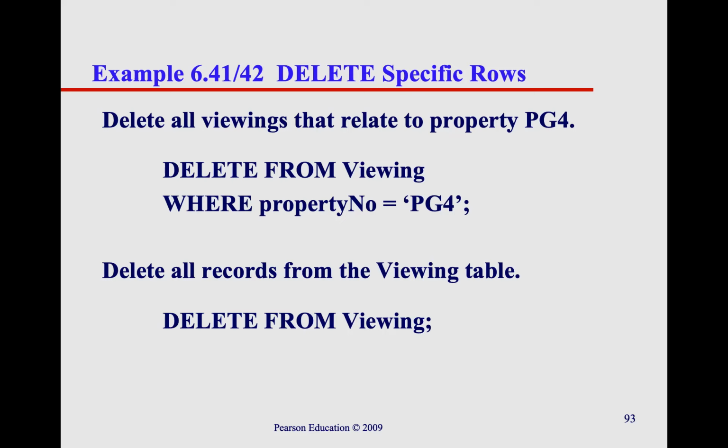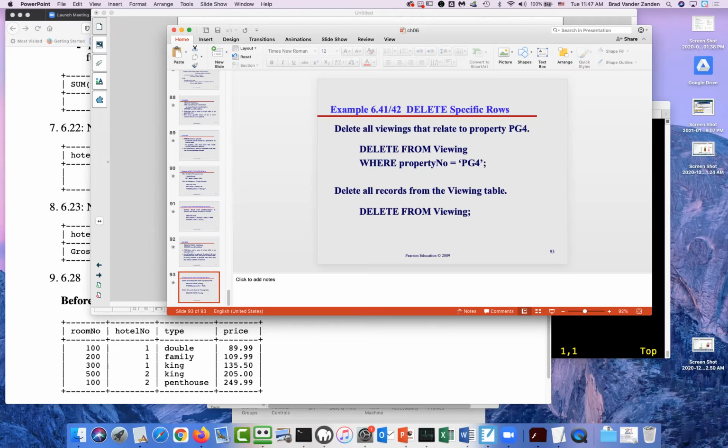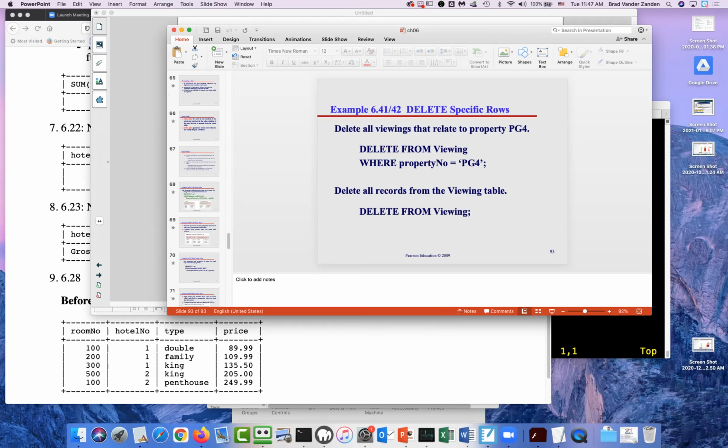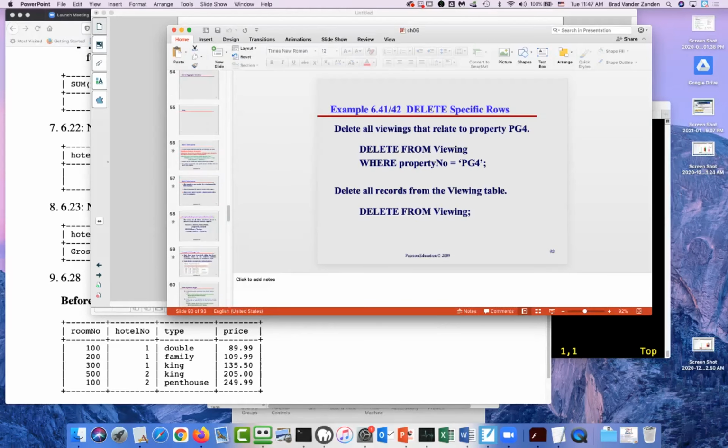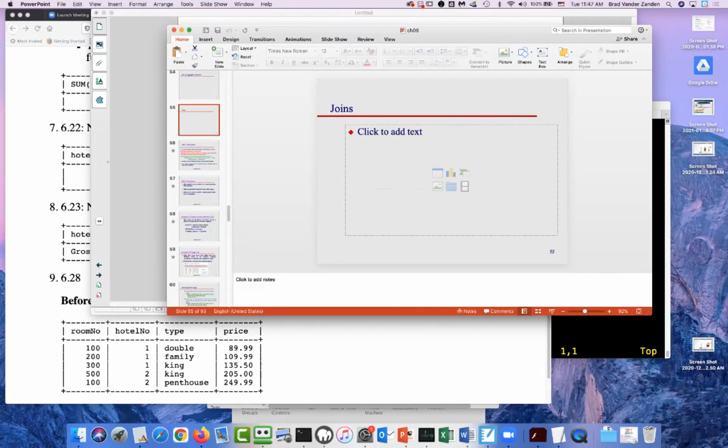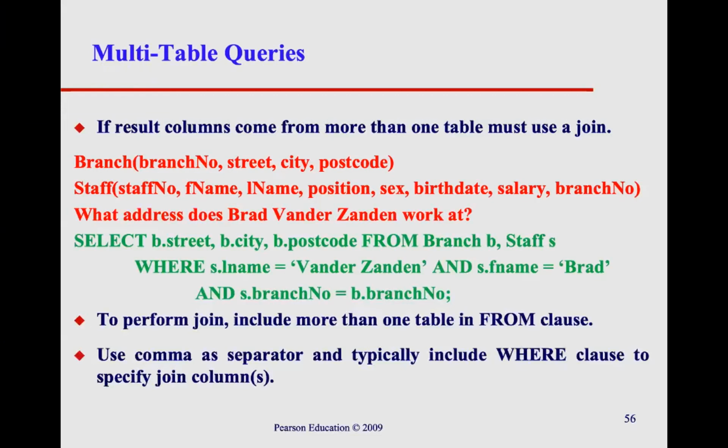Okay, so in that case, at least in my slide deck, we're going to move backwards, and we're going to move back to doing joins, which are so-called multi-table commands. And the idea is that oftentimes we have to combine information from two or more tables in order to satisfy some query we might have.